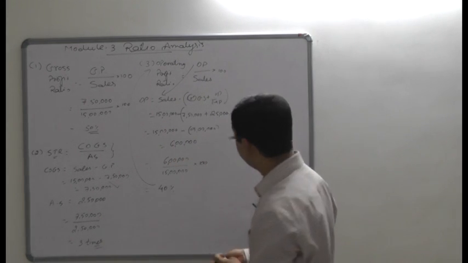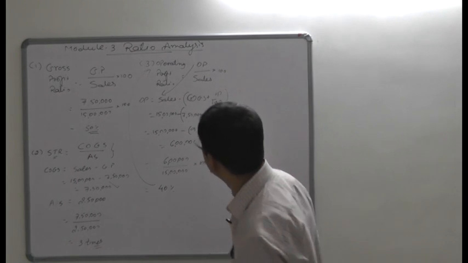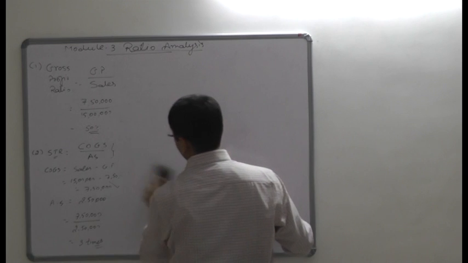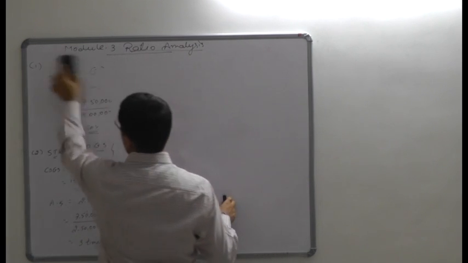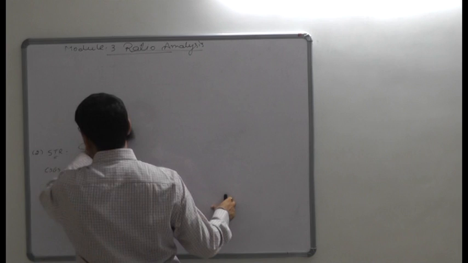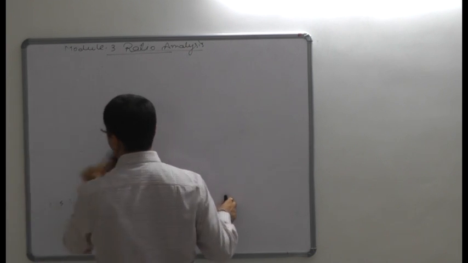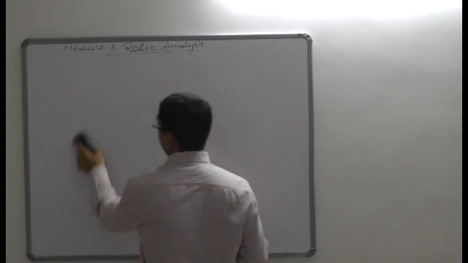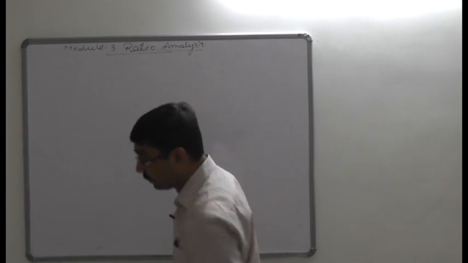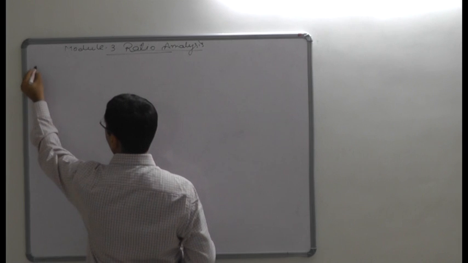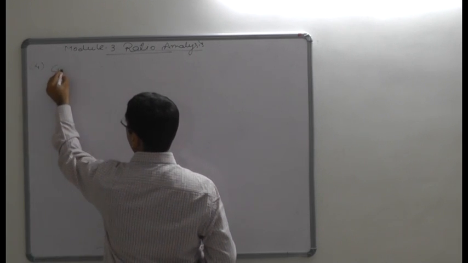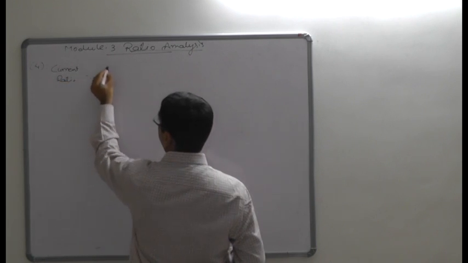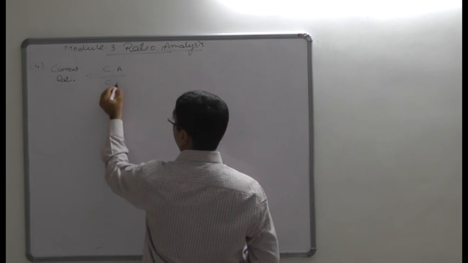Moving to the next ratio, and that is the current ratio. Again, this ratio was also calculated earlier, so nothing new in this ratio. We just need to identify the two variables, that is current assets and current liabilities. So just concentrate here. The current ratio formula is current assets divided by current liabilities.